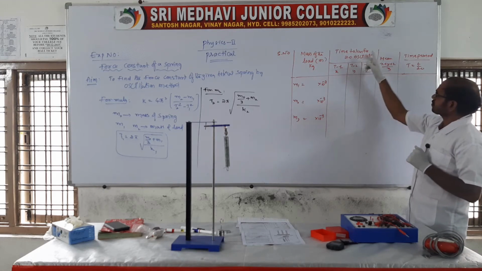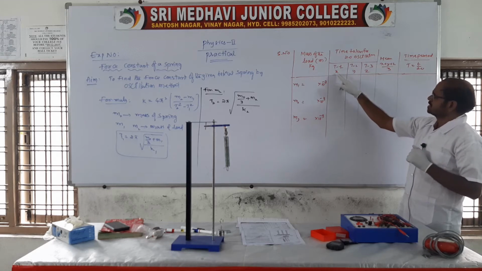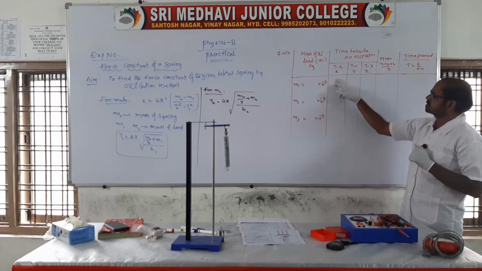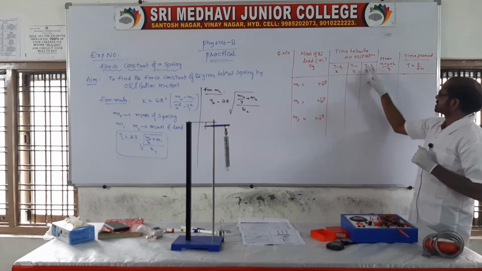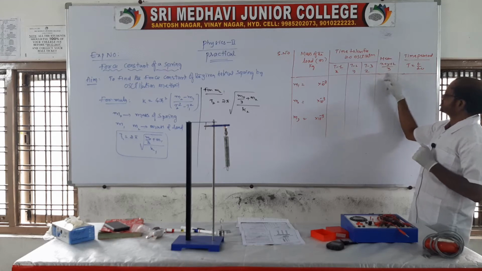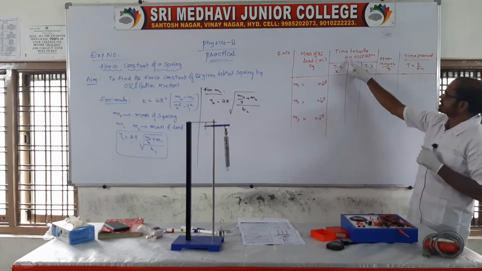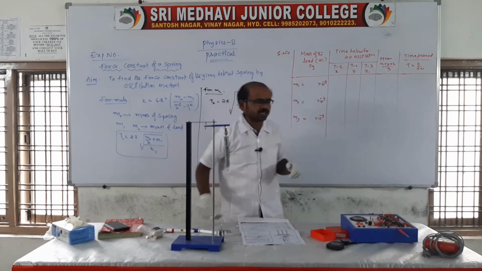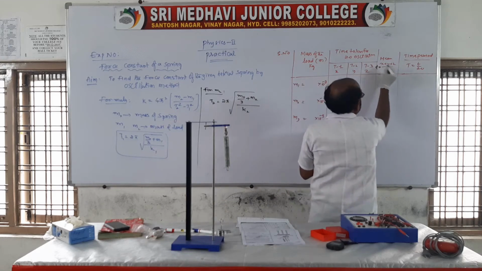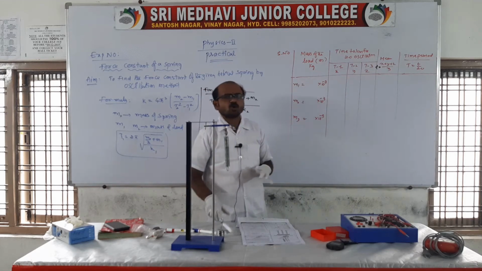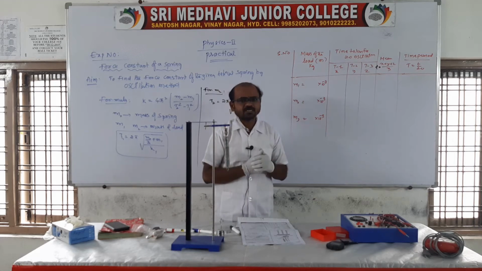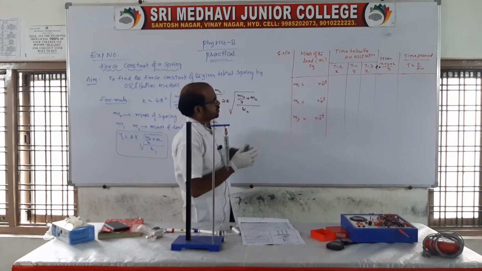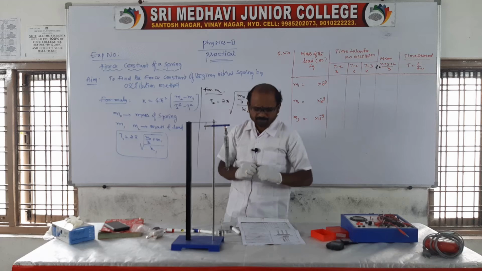I'll show you. Here we take trial 1, trial 2, trial 3. For the same weight, we should take three trials for the same mass. They are x, y, z, and the mean is x plus y plus z by 3. This mean gives the small t, the time for 20 oscillations. Therefore, capital T is small t by 20, because we are taking 20 oscillations. Then we need to find the k value. Before that, I'll first tell you how to do the experiment.